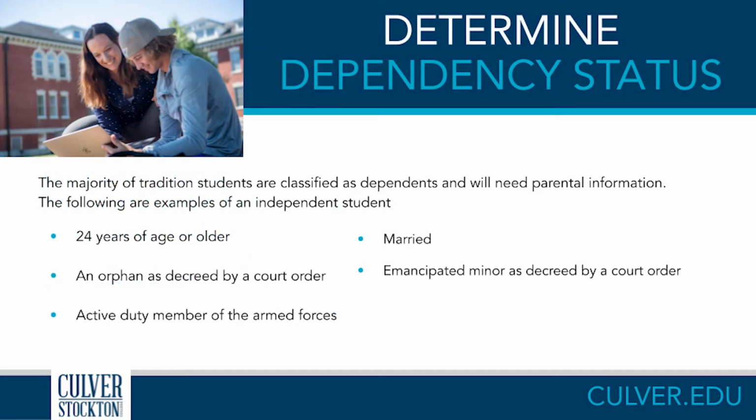As you answer questions on the FAFSA, it will be determined whether you are an independent or dependent student. An independent student would meet certain criteria, such as 24 years of age or older, an orphan determined by a court order, an active duty member of the military, married, an emancipated minor, and a few other options. If you are an independent student, you will not have to enter your parents' financial information.